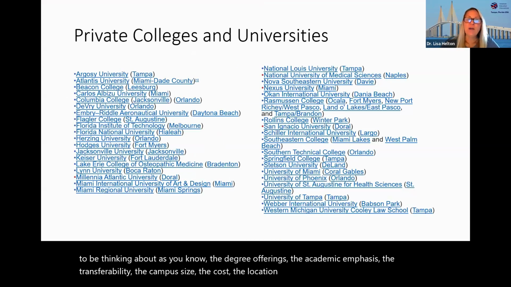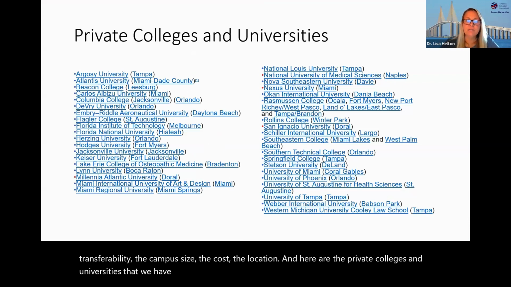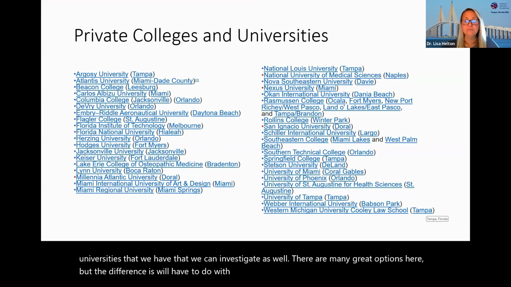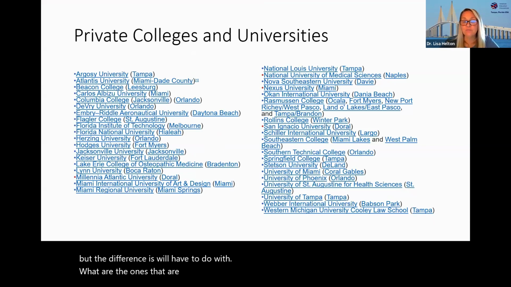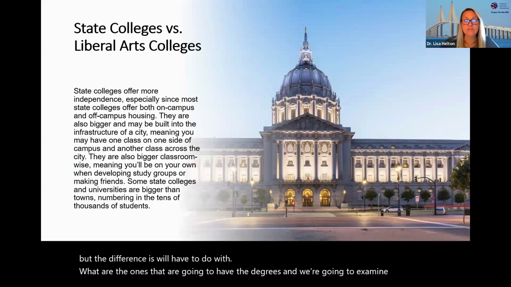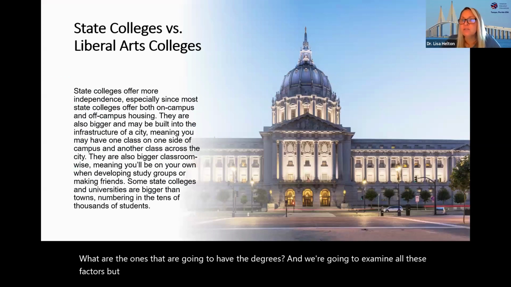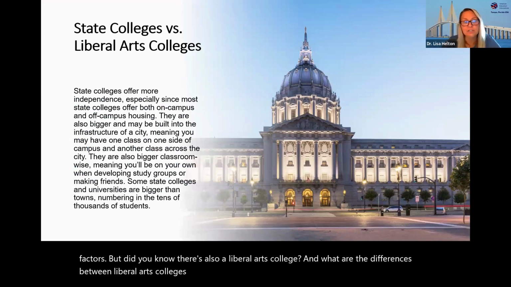And here are the private colleges and universities that we can investigate as well. There are many great options here, but the differences will have to do with what are the ones that are going to have the degrees, and we're going to examine all these factors. But did you know there's also a liberal arts college? And what are the differences between liberal arts colleges and state colleges?